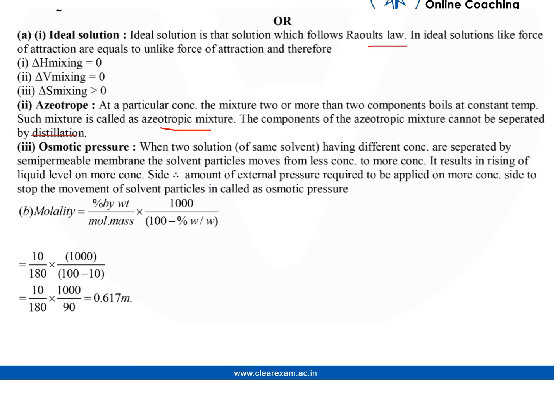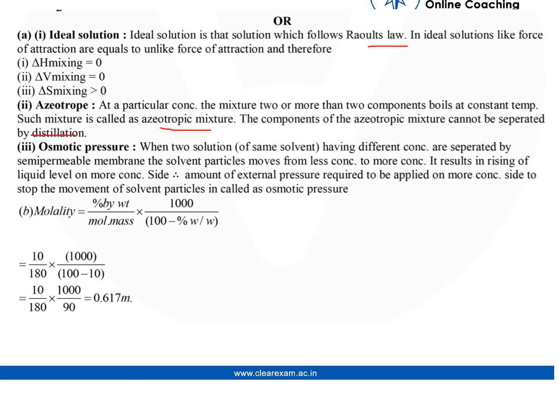Third part, osmotic pressure. When two solutions of the same solvent having different concentration are separated by a semi-permeable membrane, the solvent particles move from less concentration to more concentration. It results in rising of liquid level on the more concentrated side. The amount of external pressure required to be applied on the more concentrated side to stop the movement of solvent particles is called osmotic pressure. B part.